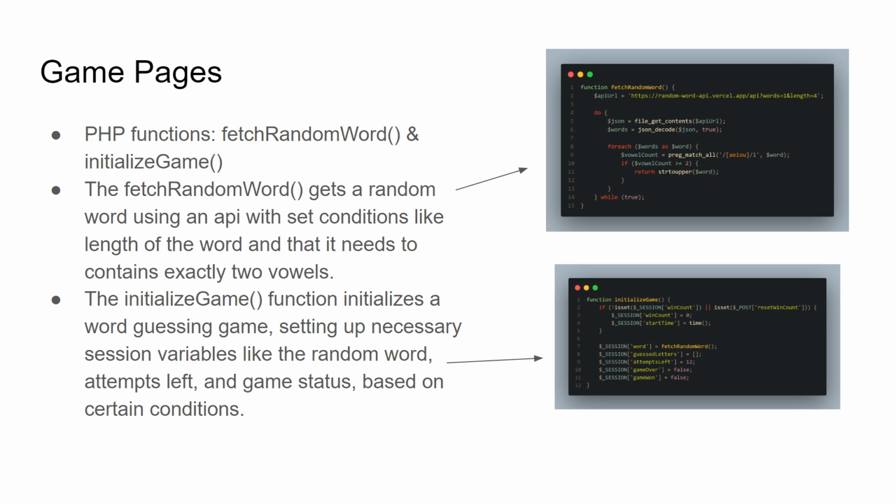So our game pages. The first two functions used are fetch random word and initialize game. The fetch random word uses the API and gets a random word with set conditions, like the length of the word or that it needs exactly 2 vowels. The next function is the initialize game function that basically initializes the word guessing game and sets up the session variables, like the stuff that needs to be kept track of, like attempts left or the game status or the different conditions.